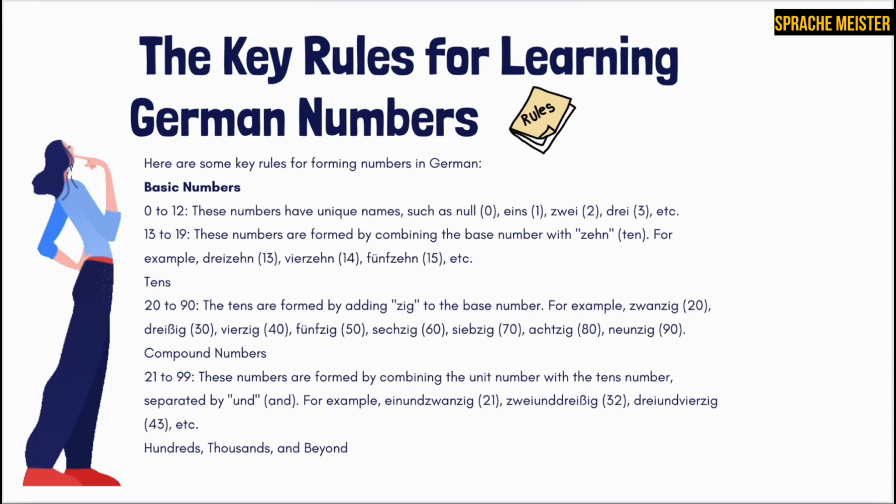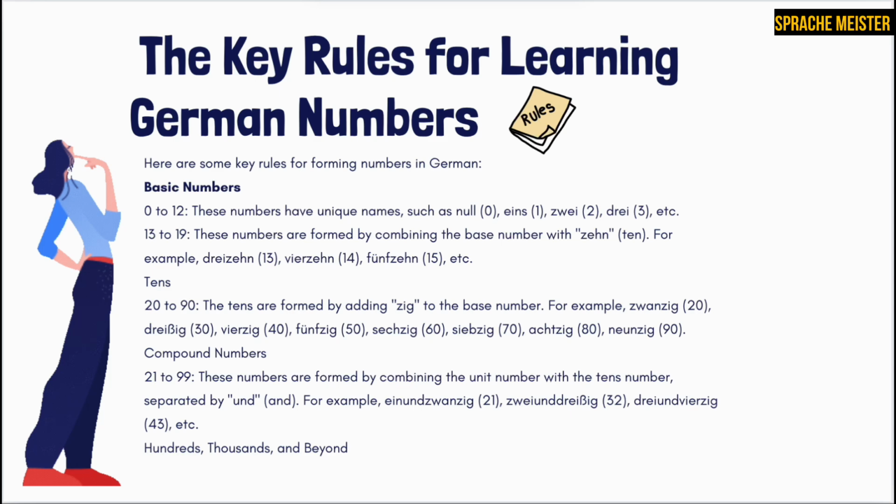The fourth one is the compound numbers from 21 to 99. Now here is where German gets fun and a little different from English. In German, you say the unit first and then the tens, with und in the middle. Und means and. Yes, it's the reverse of English. So we can say 21, einundzwanzig, 32, zweiunddreißig, 43, dreiundvierzig. So you build a number from back to front.